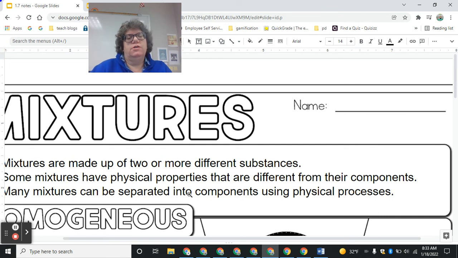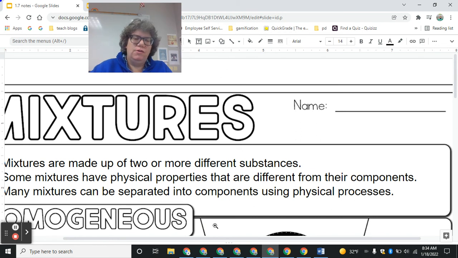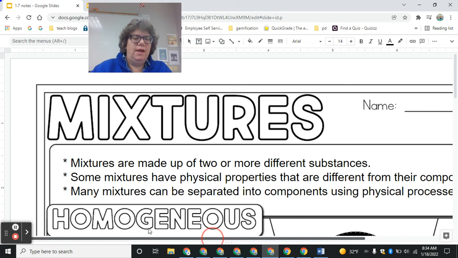Most mixtures can be separated back out into their separate components using some physical process, right? Like if I have some salt water, that's a mixture, right? I can separate that out. I evaporate off the water, the salt is left. I can collect the water as I'm evaporating it if I want, but I can separate that mixture back into its two components, salt and water. You can't always do that, but frequently you can.